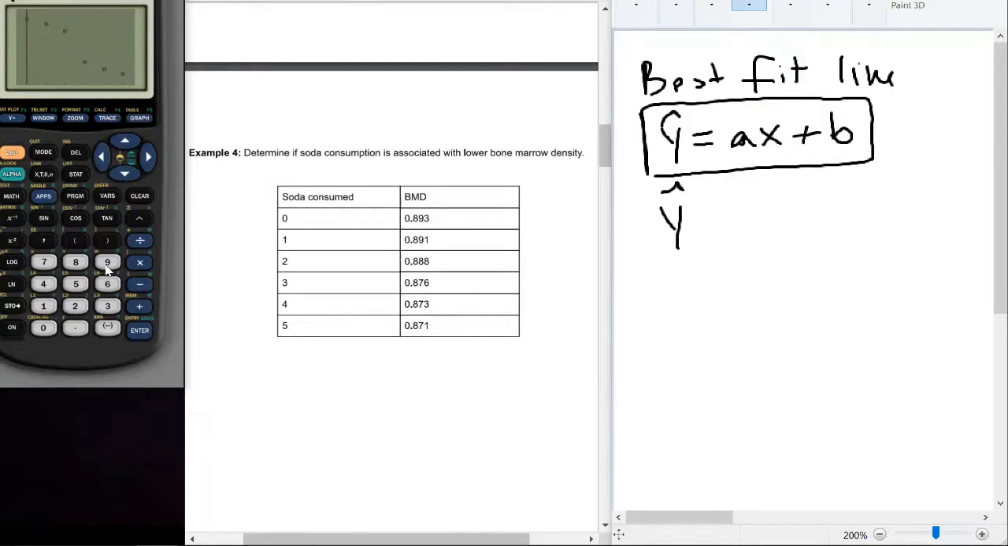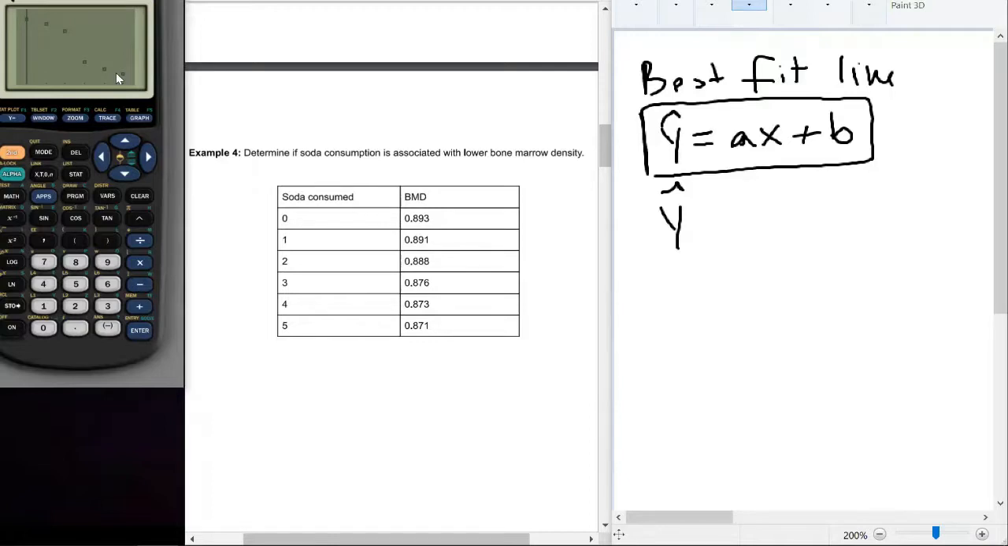So in this example, there seems to be a negative trend with BMD. The more soda we drink, on average, our bone marrow density may be decreasing. That's the association here.